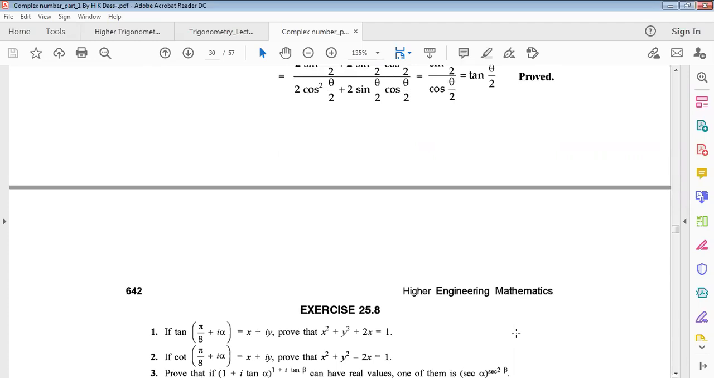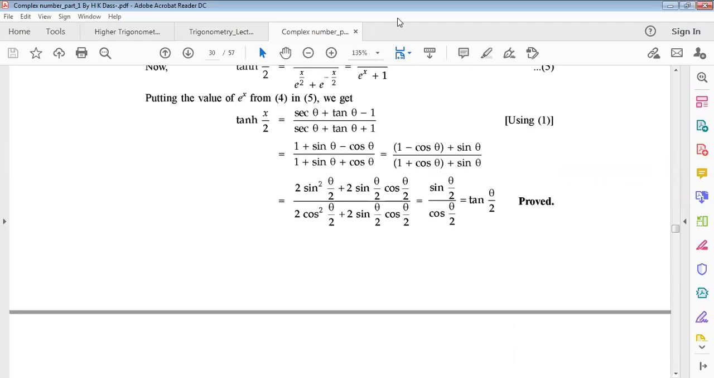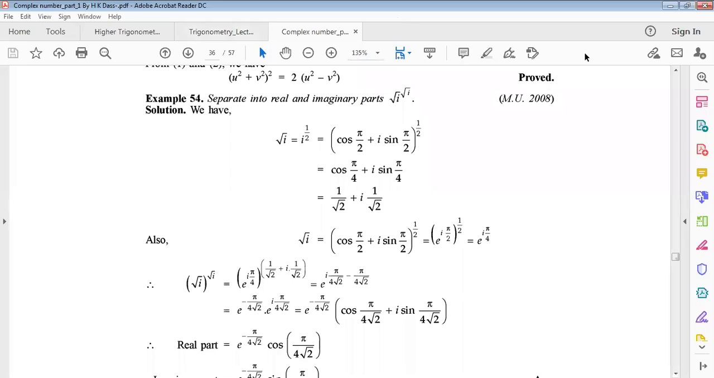Second proof. Important maths to watch. Now separate into real and imaginary part. Separating real and imaginary part.